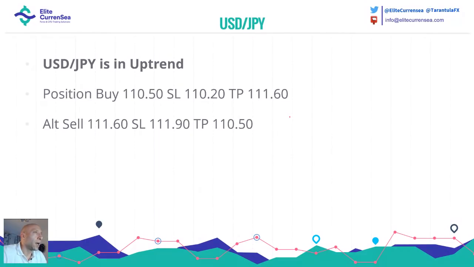So again, the dollar yen could be a buy. I already have a small position running. I protected my profits, around 20 pips, 21, 22 pips of profit, but I'm still running a small buy. I might add a little bit more around 110.50. Stop loss is 110.20, TP 111.60. And the sell position is 111.60, stop 111.90, TP 110.50.